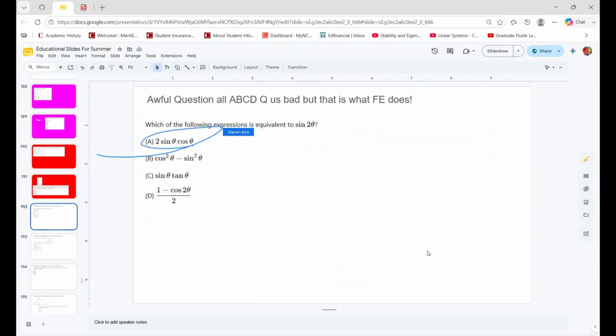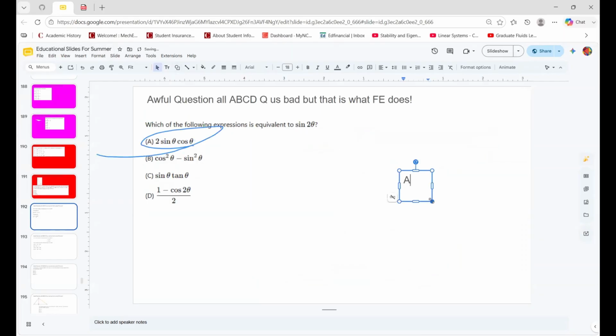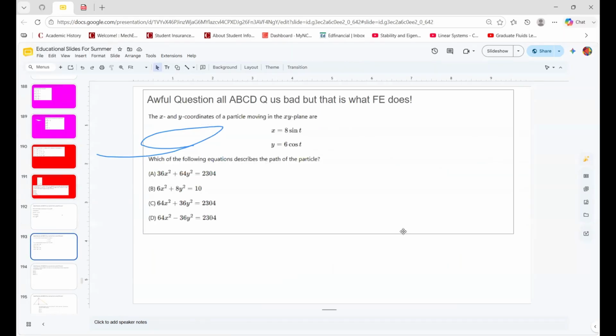Okay, this was obviously A. I mean, you don't have to even question that. That's just A. If you don't know it, I don't know how you don't know it. That's all I'm going to say. But we move on to this one because you're an engineer for 4 years. If you're taking this test, you should know that by now.